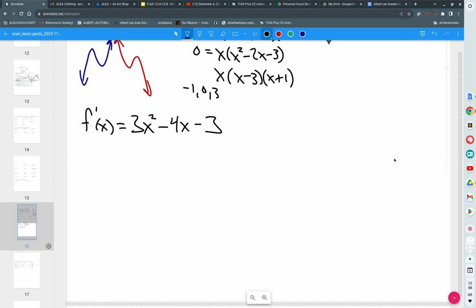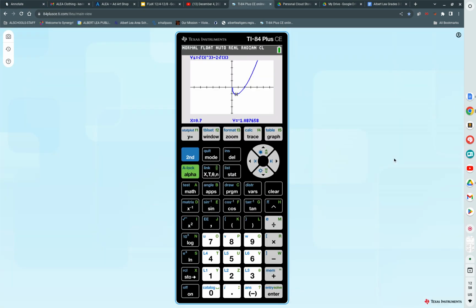Minus 3. Does that factor? Nope, it doesn't. So what are you going to do if it doesn't factor? Use your calculator. You guys all have the quadratic formula typed in, right?